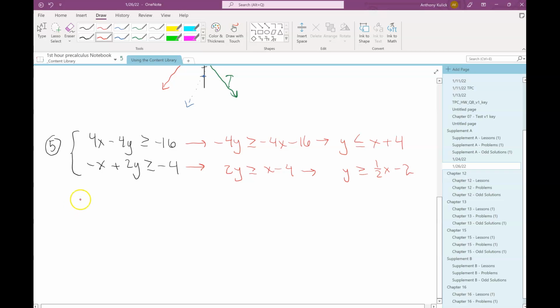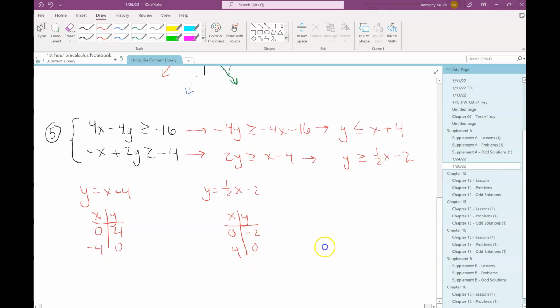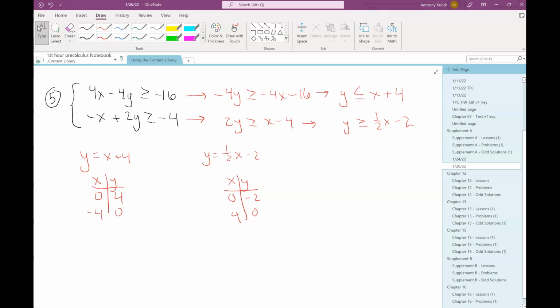So now I'm going to find 2 points that lie on the lines. I'm going to just pretend these are equations and not inequalities for a minute. So 0 and 4, and then negative 4 and 0 seem like good ones. So 0 and negative 2, and then 4 and 0. Now we'll draw our graph.